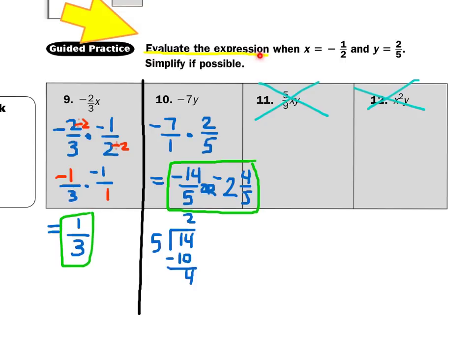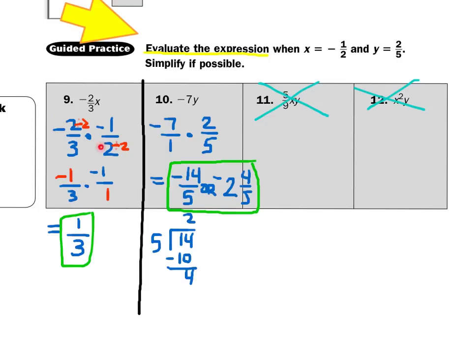Okay, let's evaluate the expression when x is negative 1/2 and y is 2 over 5. And we're going to simplify if we can. So take a look at number 9. Negative 2 over 3 times x. So I write negative 2 over 3 times, and I plug in the value, negative 1 over 2.